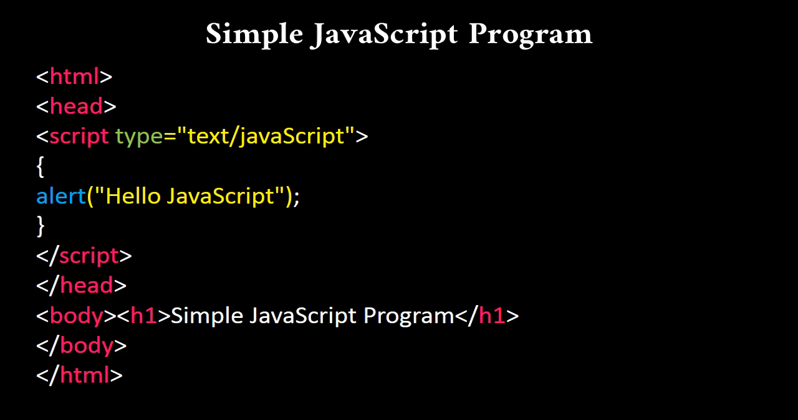Once you close the curly bracket, then you have to close the script tag. It is also very important to close the script tag, otherwise you will not get any output. And then finally close the head tag and the remaining tags, that is the body tag, etc. So this is a simple JavaScript program. When you write JavaScript, you can use either the head section or the body section, and once you finish, save this file with the .html extension only.